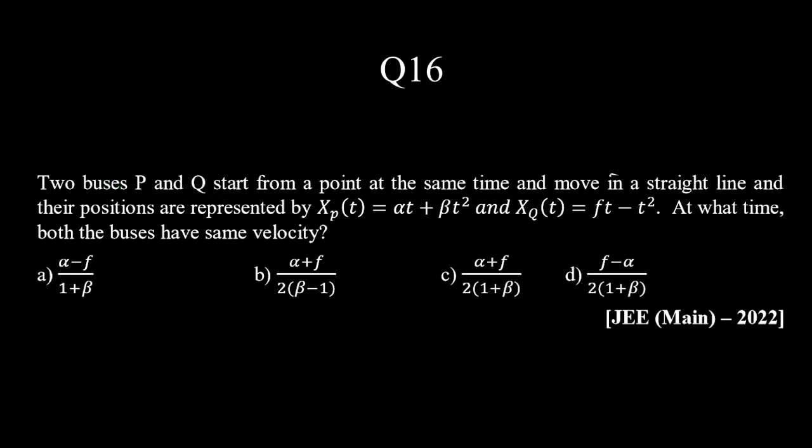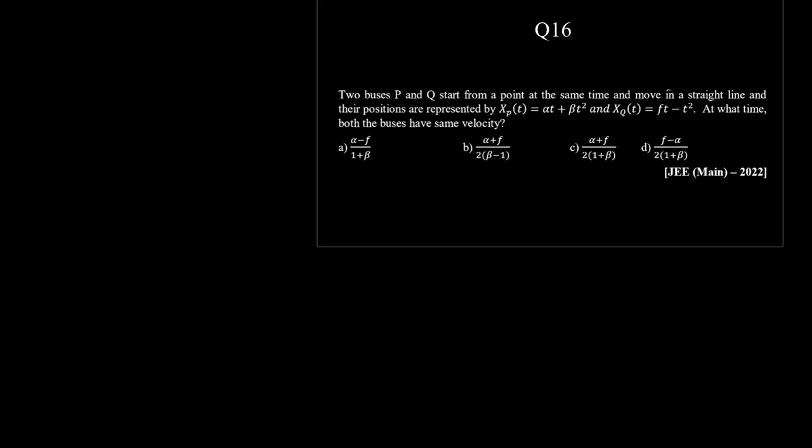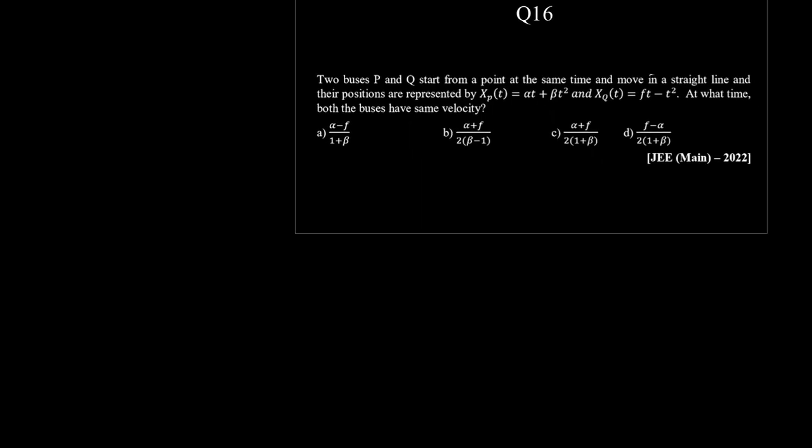Two buses P and Q start from a point at the same time and move in a straight line, and their positions are represented by XP and XQ. At what time will they have the same velocity? So what's given to us is the position of P is given as AT plus BT square, and the position of Q is given as FT minus T square.